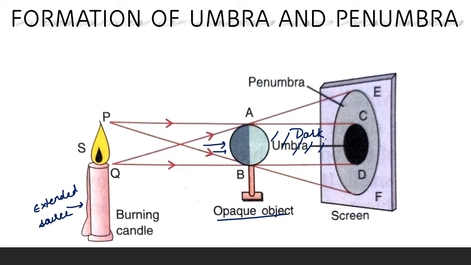But the portion CE is receiving some light from the point P. Similarly, the portion DF is receiving some light from the point Q of the source of light, due to which this surrounding portion of the shadow is partially dark, which is called penumbra. If we keep an opaque object bigger than the source of light, then the size of the umbra will also increase.